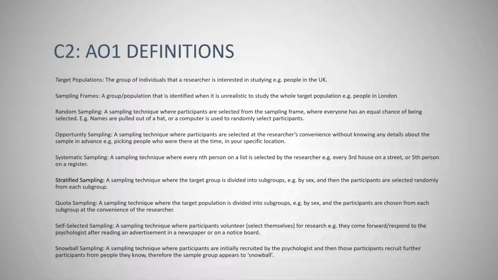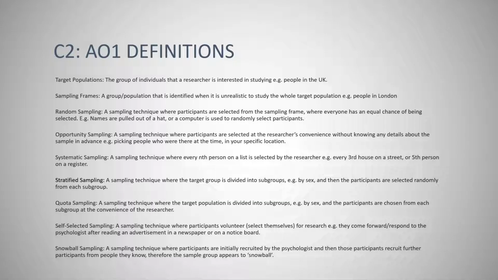Systematic sampling is a sampling technique where every nth person on a list is selected by the researcher. So, for example, every 3rd house on a street or 5th person on a register. Stratified sampling is a sampling technique where the target group is divided into subgroups, so for example by sex, and then the participants are selected randomly from each subgroup.